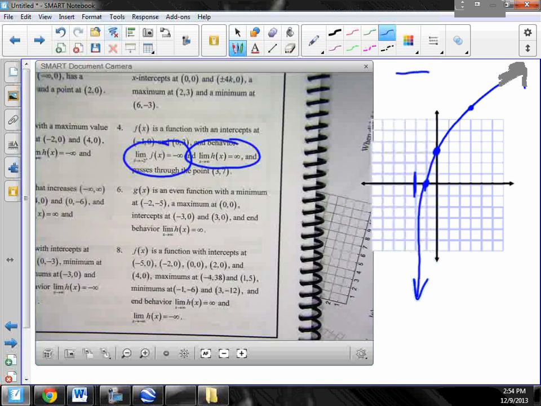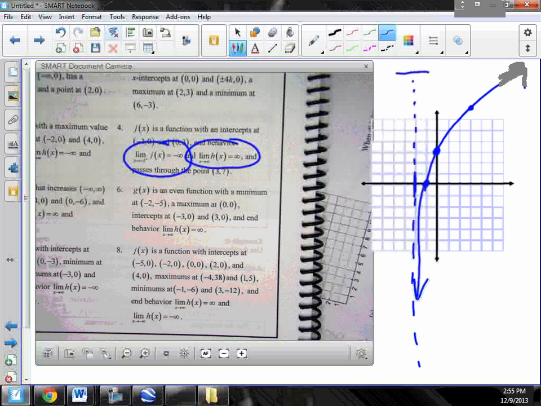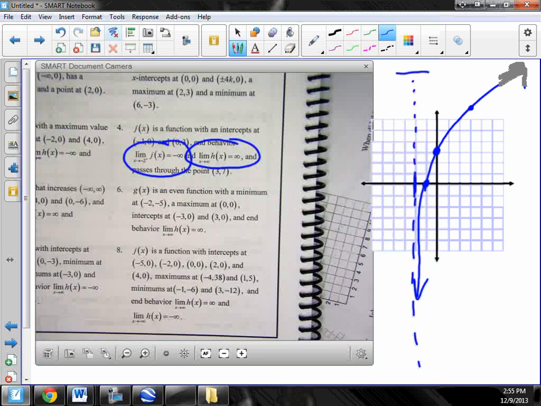Okay? This is a vertical asymptote, right? What happens on the other side of that vertical asymptote? X approaches negative 2. X approaches negative. Well, actually, negative.